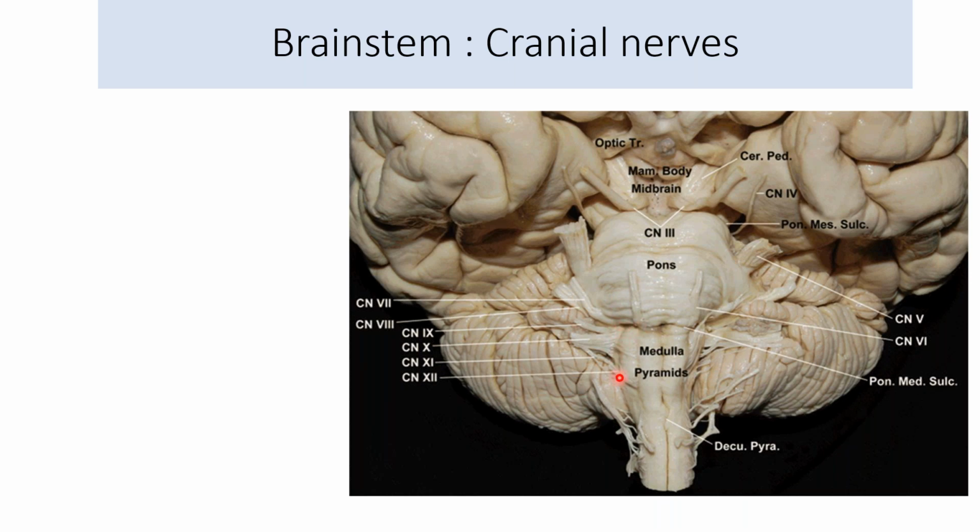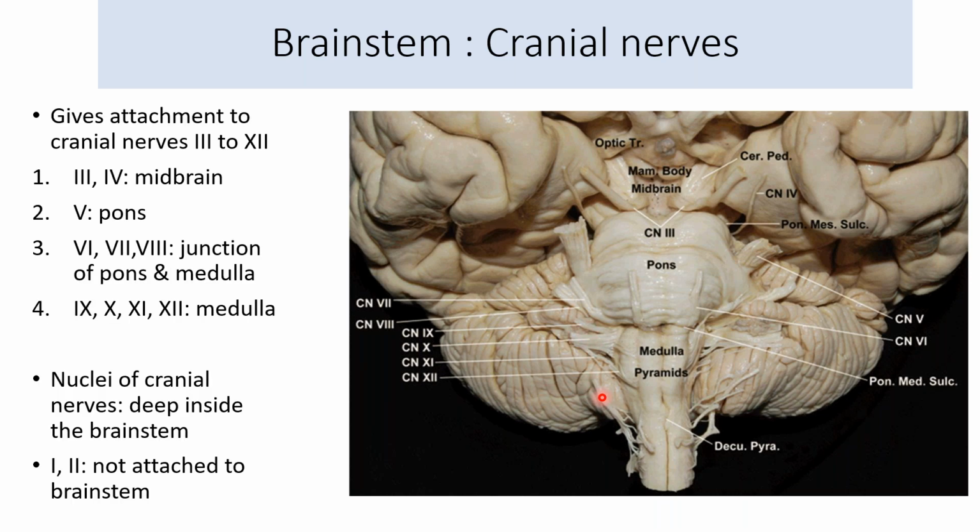The rest of the cranial nerves arise from the level of the medulla. These are 9, 10, 11, and the 12th more anteriorly. This is the 12th, and in the most posterior plane from the medulla are the 9, 10, 11 cranial nerves. So the brainstem has an important role because it gives attachment to the cranial nerves from 3rd to 12th. From the midbrain level are the 3rd and 4th cranial nerves, the 5th arises from the pons, from the pontomedullary junction 6, 7, 8, and from the medulla 9, 10, 11, 12 cranial nerves arise.